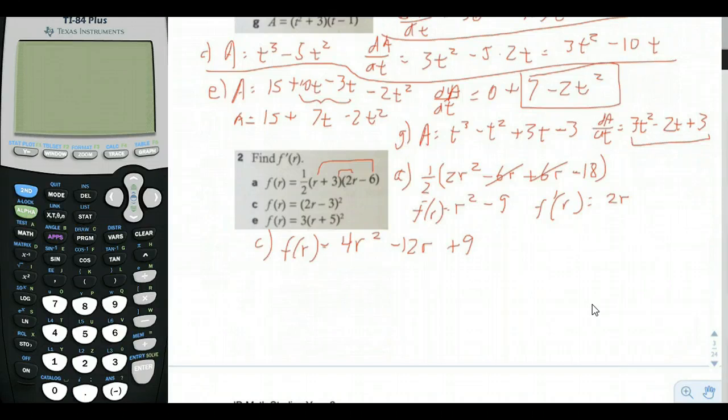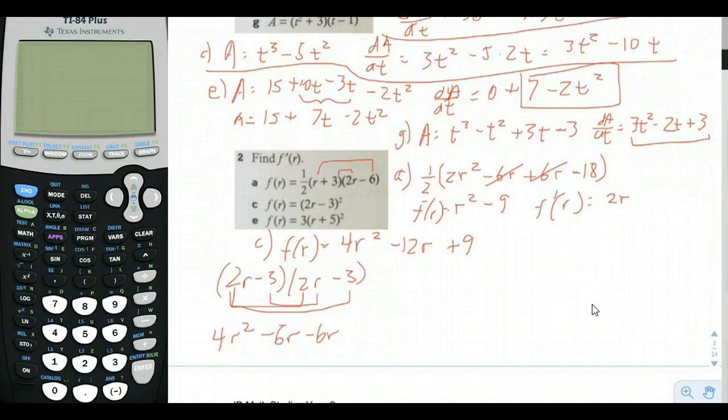Now just to review how you do that, you go 2r minus 3, 2r minus 3. First you're going to do the first terms, 4r squared. Then you're going to do the outside terms, negative 6r. Then you're going to do the inside terms, negative 6r. And then you're going to do the last terms, negative 3 times negative 3, which is plus 9. And that'll give you 4r squared minus 12r plus 9. That's exactly what we got, right?